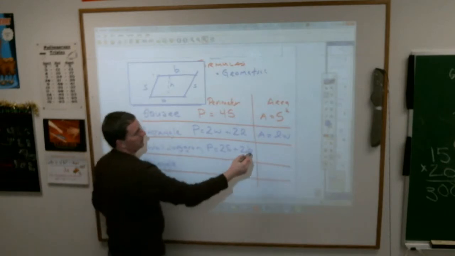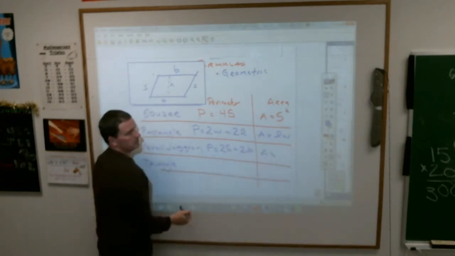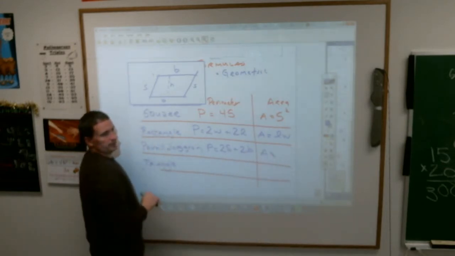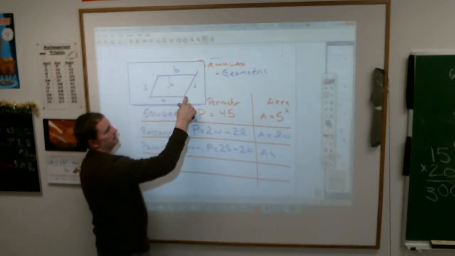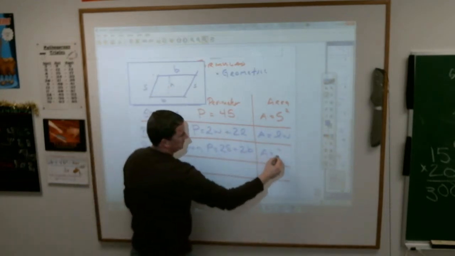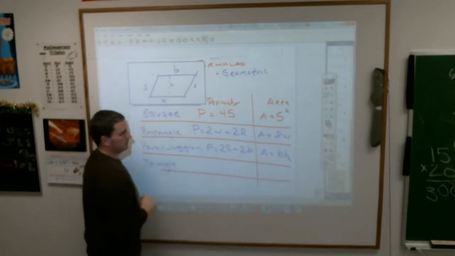Mhm. And then the area we already talked about, what is the area of a parallelogram, do you remember? Base times height. Correct?